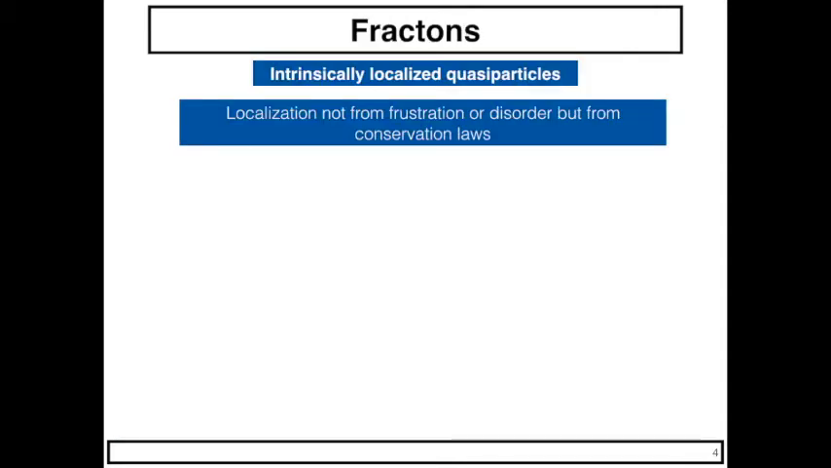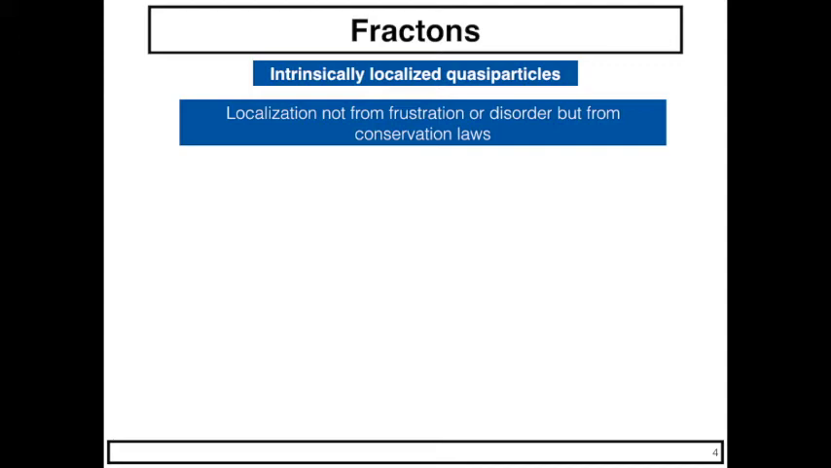A big part of the motivation to look for these rank-2 Coulomb phases stems from the search for an interesting kind of quasiparticle known as a fracton. The defining feature of a fracton is that it is intrinsically localized. That is to say, it's localized in real space, but unlike other localized particles that we see in condensed matter physics, it's not localized by disorder or by quantum interference or something like that, but rather the localization is an intrinsic property of the particle itself. That localization actually comes from conservation laws that the dynamics of the fracton has to obey.